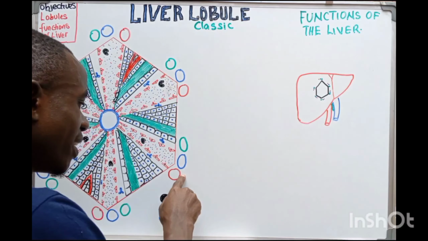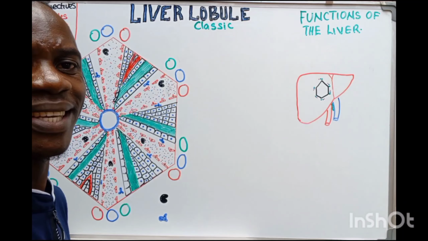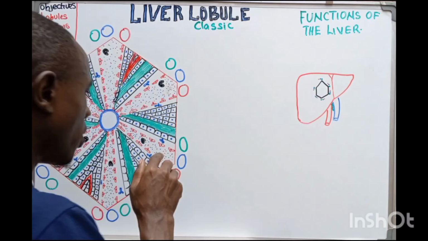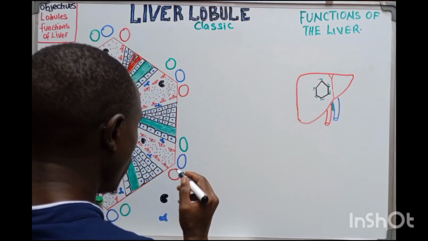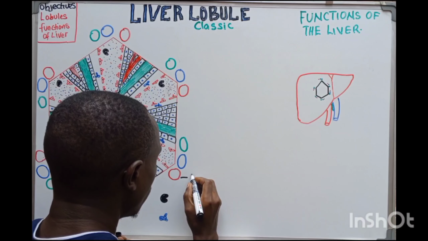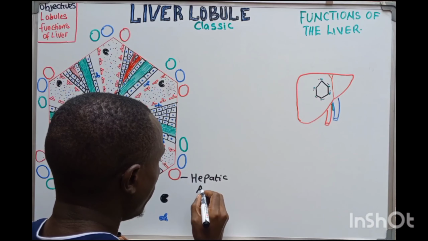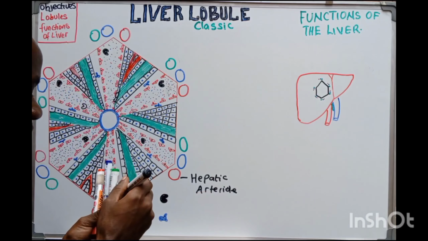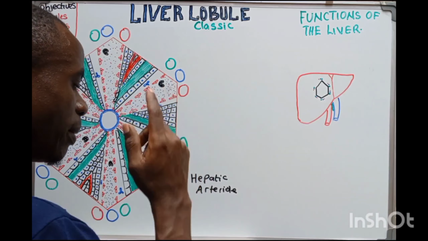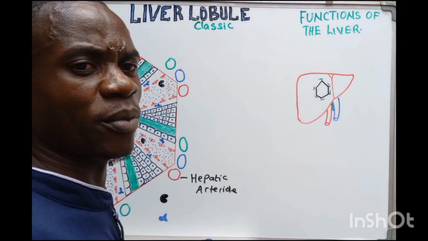Now, this red tube here is a tributary of the hepatic artery proper. So this one is a tiny arteriole from the hepatic artery proper. This one here is what we call the hepatic arteriole, meaning that it was coming from the hepatic artery proper. And then this one here is now a tributary from the portal vein.